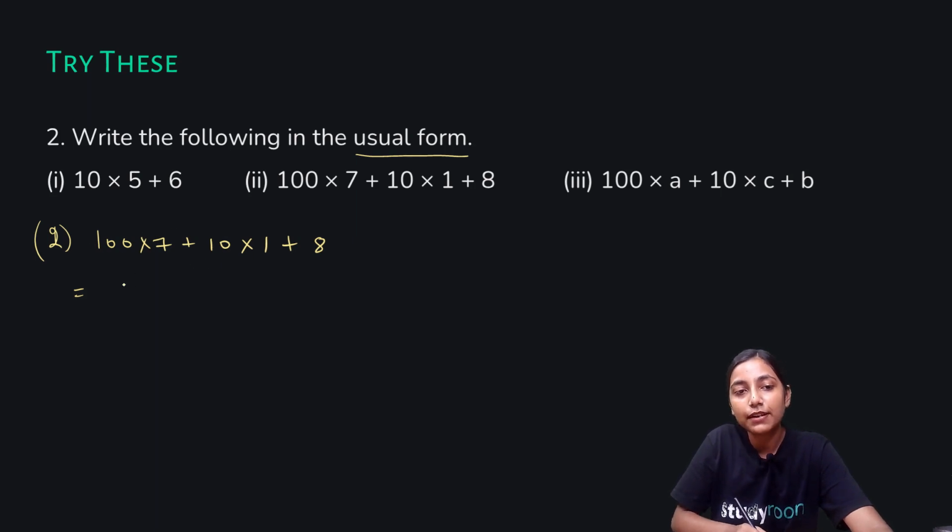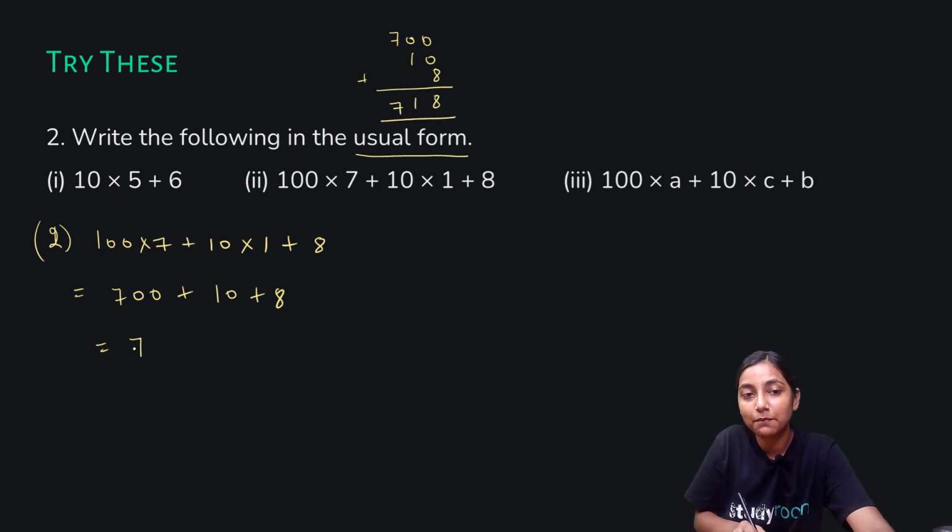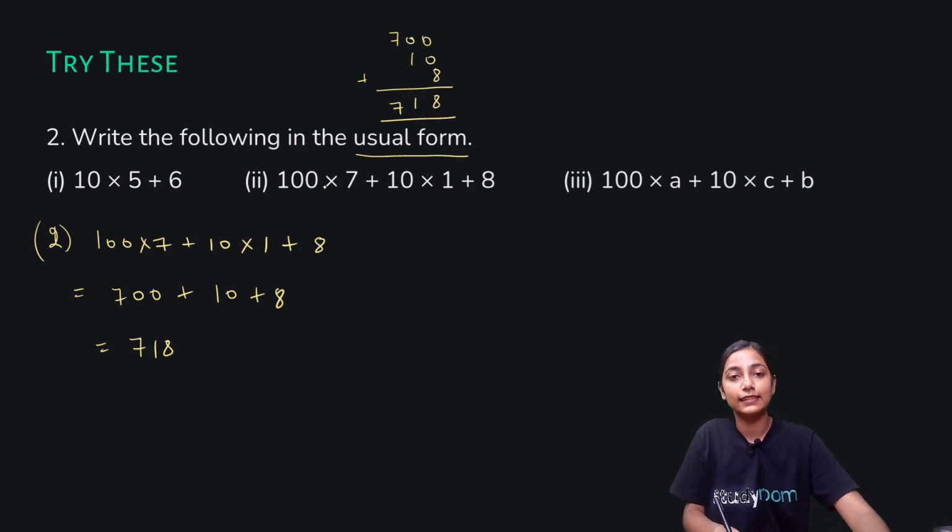100 into 7 gives us 700. Further, 10 into 1 gives us 10, plus 8. You can easily add this in your rough work, or mentally if you're able to. I'll show you how. You will be writing it like this. You will add these numbers and you're getting 718. So what is our number? In the second part, our number was 718.